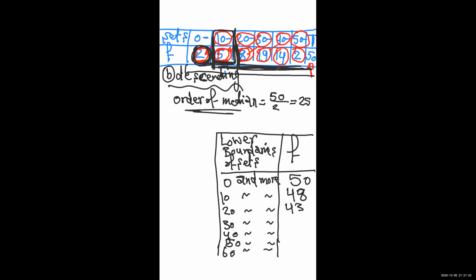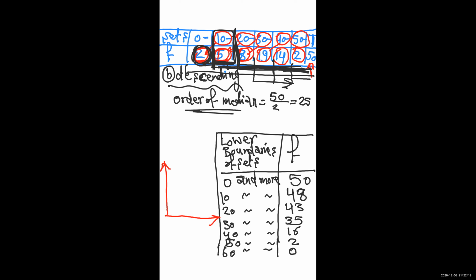Then 20 and more. I mean this 9 plus 19, sorry, plus 14 plus 2. So 35. And then 30 and more, the next: 14 plus 2. So 16. Then finally 50 and more, so only 2. Then 60 and more, of course, 0. Then represent these numbers on the curve like this.